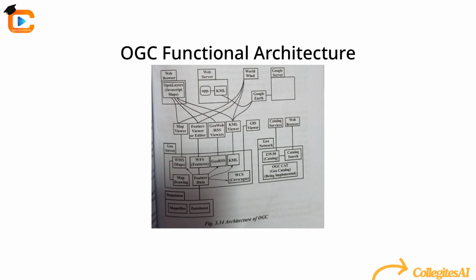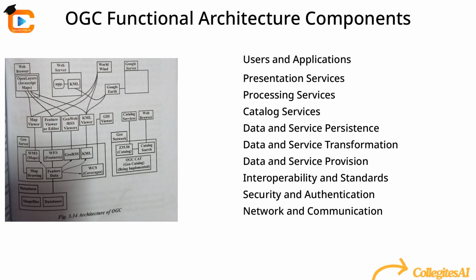Welcome. Today we'll explore the Open Geospatial Consortium (OGC) functional architecture. This architecture outlines the key components and their interactions within the realm of geospatial information processing. The OGC functional architecture comprises 10 key components. Let's delve into each one.